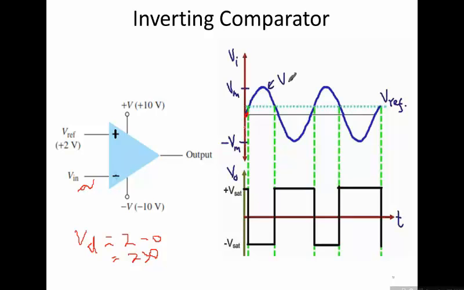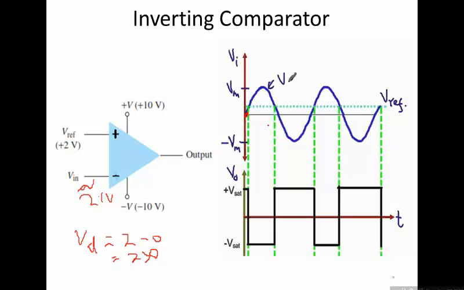Then if the input is increased and it crosses this level and becomes equal to 2.1 volts, let's say, then the voltage at this point would become 2.1 volts, and VD becomes 2 minus 2.1. So the answer would be minus 0.1, and minus 0.1 is less than 0. So the output would go into negative saturation. So after this level, if the input is increased from this level, then the output would go into negative saturation.